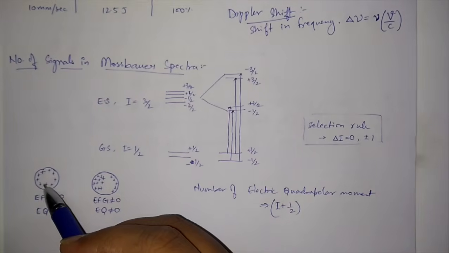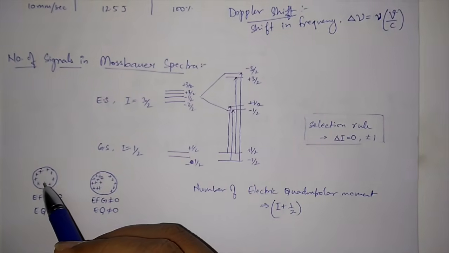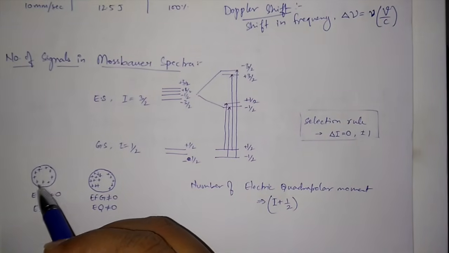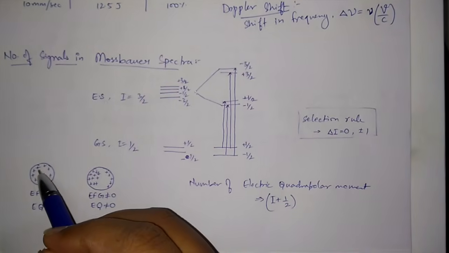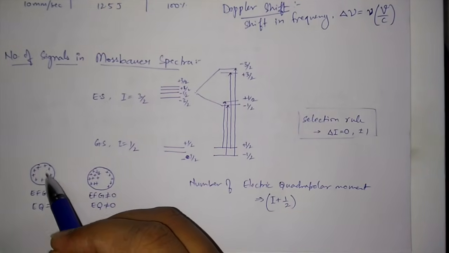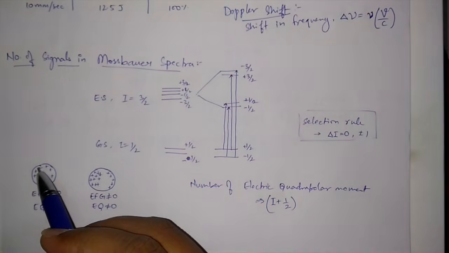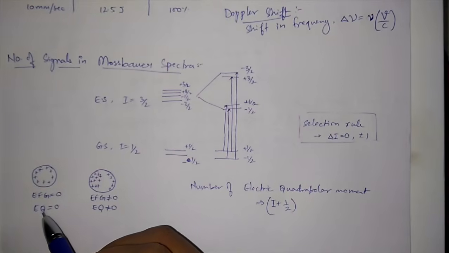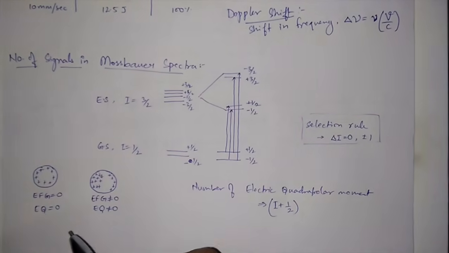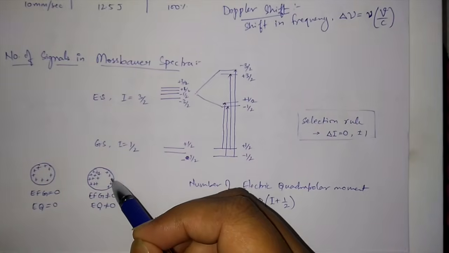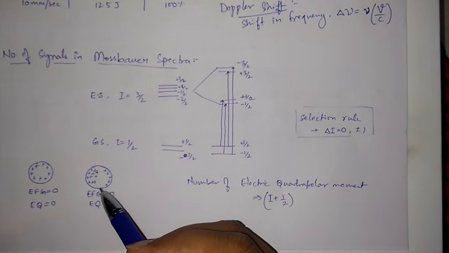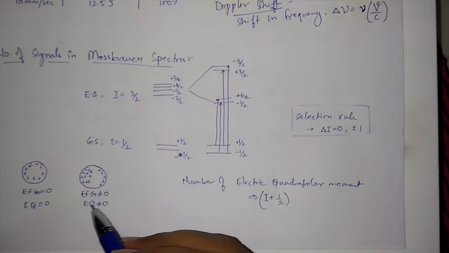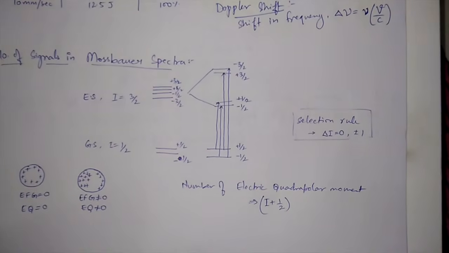Now what will happen? It can have an electric field gradient. What is this electric field gradient? Electric field gradient means the electric field or the electric charge on this atom, if it is in this nucleus, if it is symmetrically distributed, that is, if the electric field gradient is equal to 0, then you will get 0 electric quadrupole. That means there will be no splitting over here. But if your electric field gradient is not equal to 0, if it is, let's say, asymmetrically distributed, then the electric quadrupole will not be equal to 0, and at that time splitting will happen.